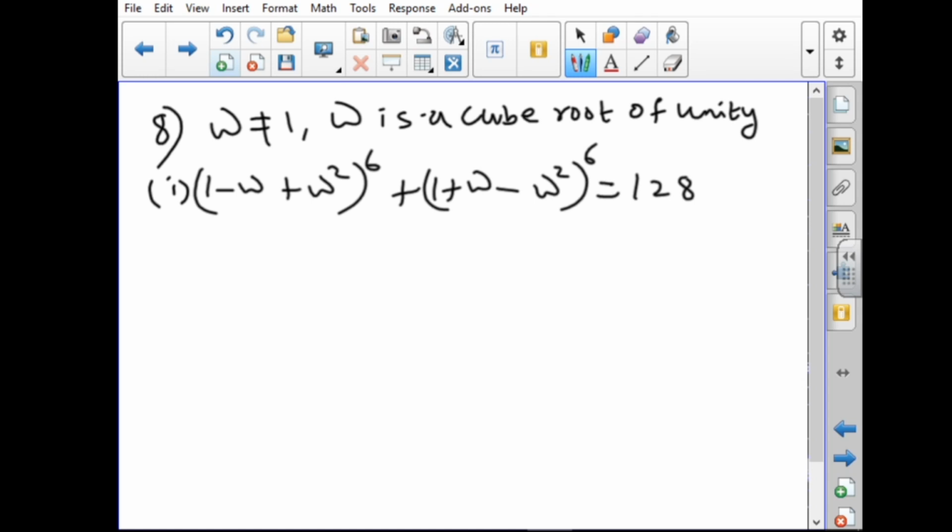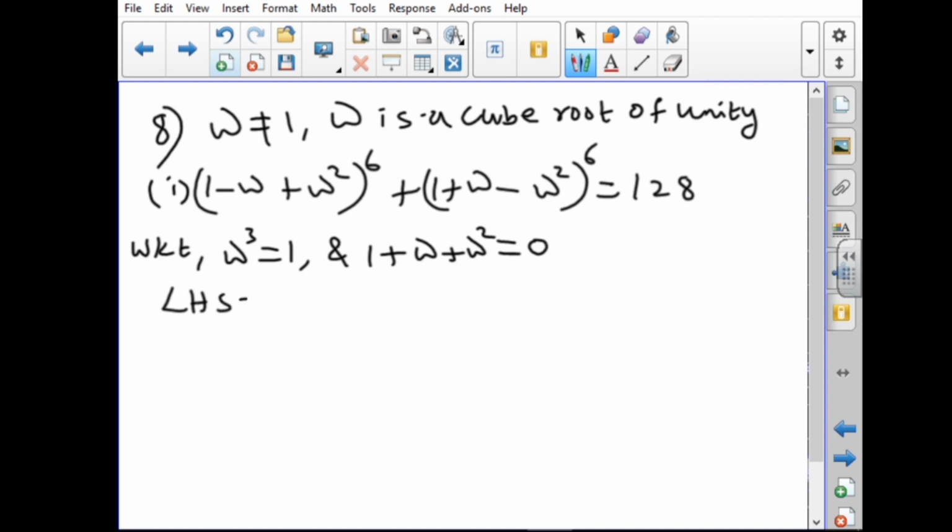Okay, now omega is the cube root of unity. So, we know that omega cube is equal to 1 and 1 plus omega plus omega square is equal to 0. We are going to use this here. Take the left hand side. 1 plus omega square can be taken as minus omega, so minus omega the whole power 6, plus 1 plus omega can be written as minus omega square, so minus omega square the whole power 6.